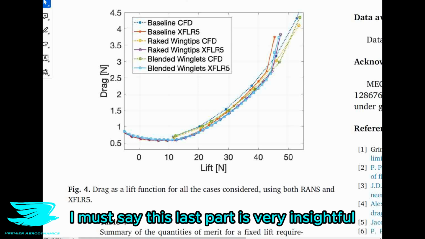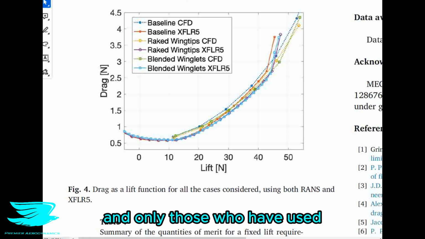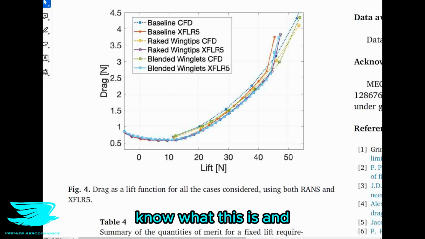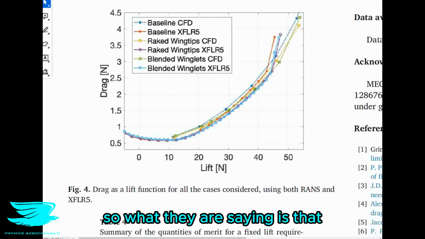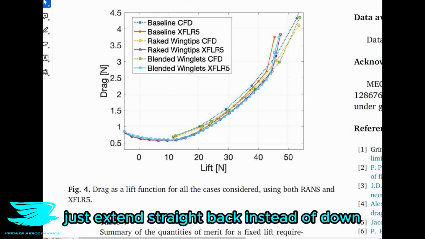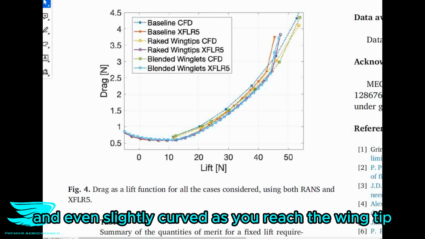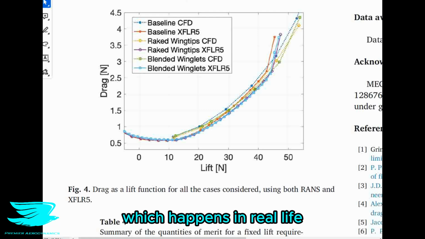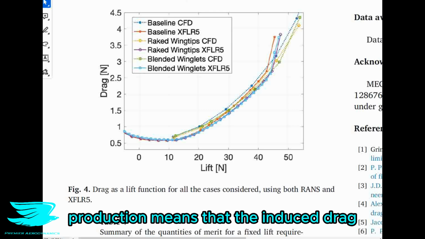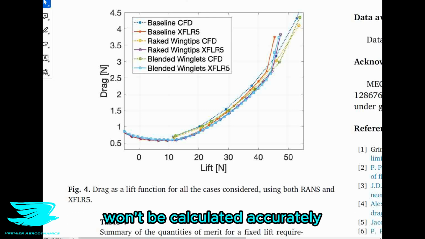First of all, I must say this last part is very insightful, and only those who have used panel methods and have good experience with them know what this is and can figure this out. So what they are saying is that the wake coming off of the trailing edge just extends straight back instead of down, and even slightly curved as you reach the wingtip, which happens in real life. So this inaccuracy in the wake production means that the induced drag won't be calculated accurately, nor will the lift completely.